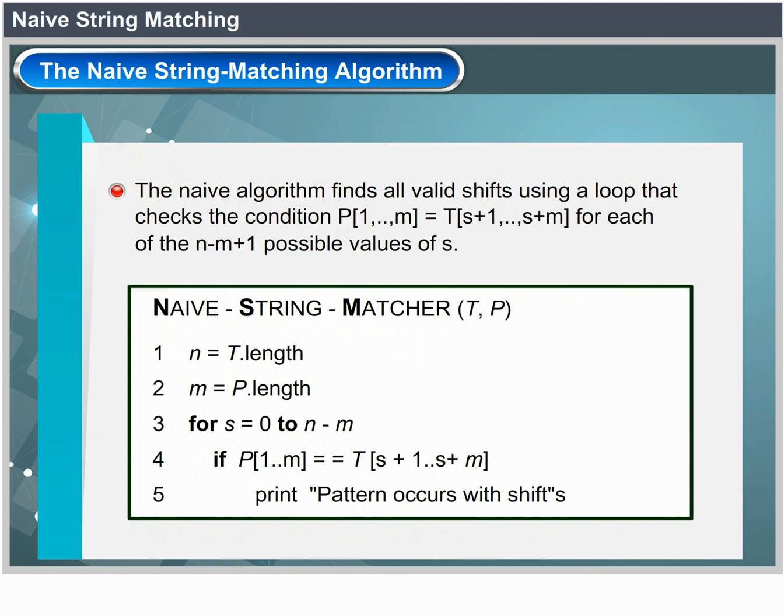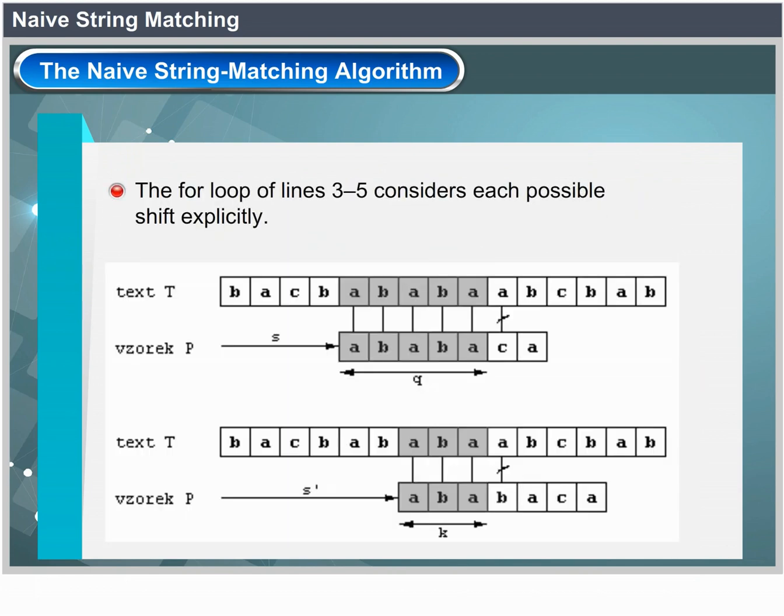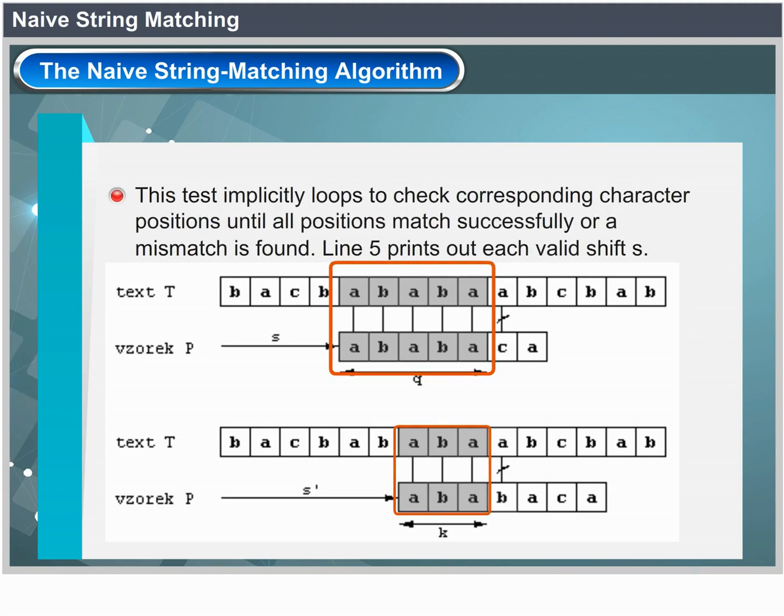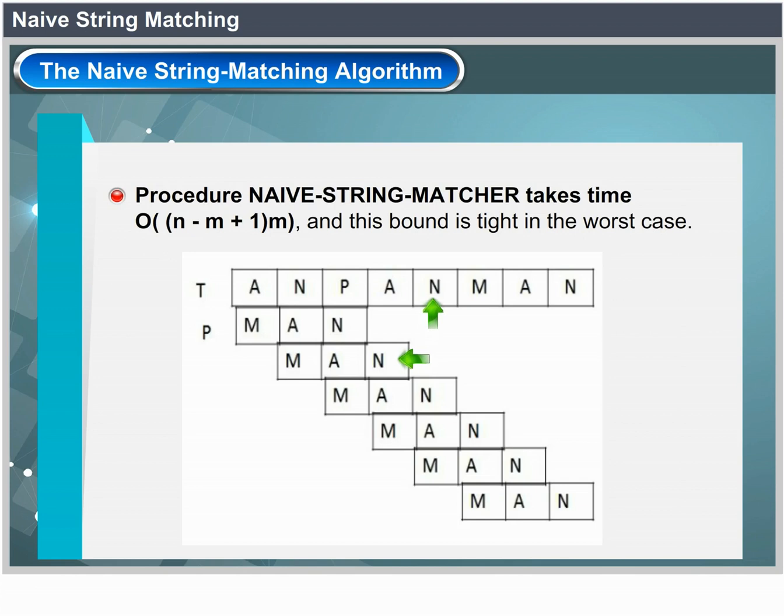The for loop of lines 3 to 5 considers each possible shift explicitly. The test in line 4 determines whether the current shift is valid. This test implicitly loops to check corresponding character positions until all positions match successfully or a mismatch is found. Line 5 prints out each valid shift s. Procedure naive string matcher takes time big O of n minus m plus 1 times m, and this bound is tight in the worst case.